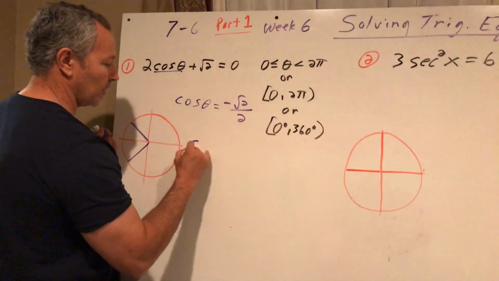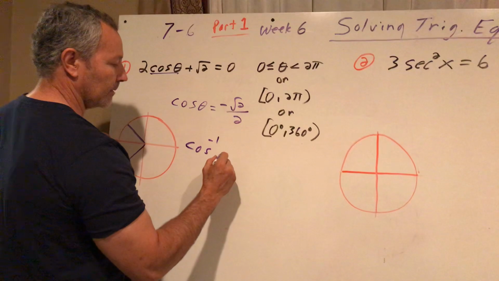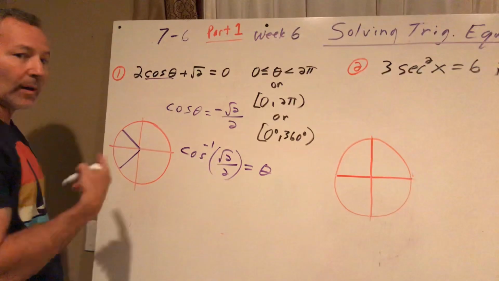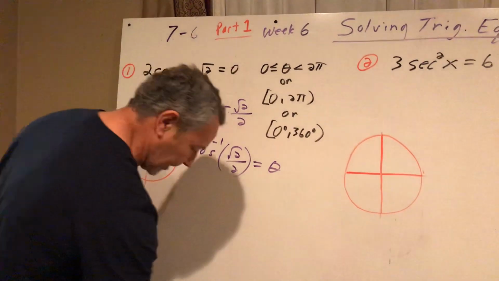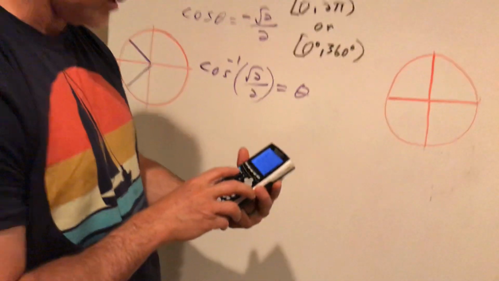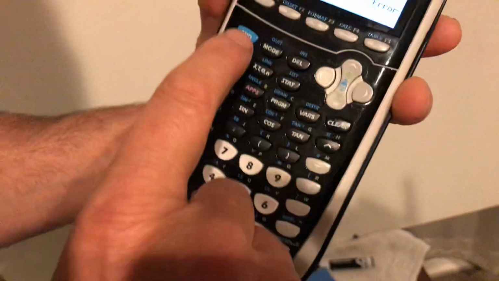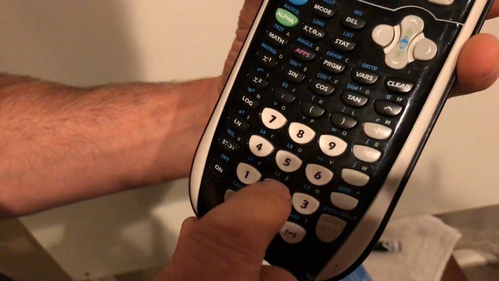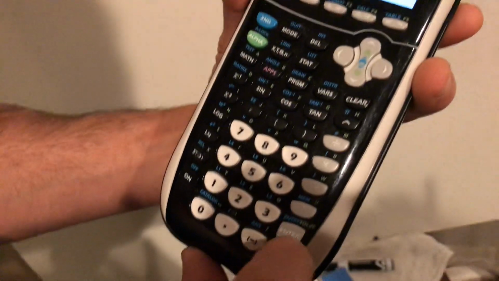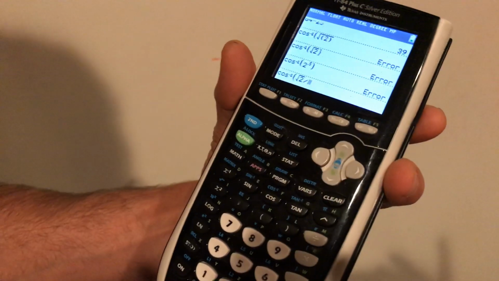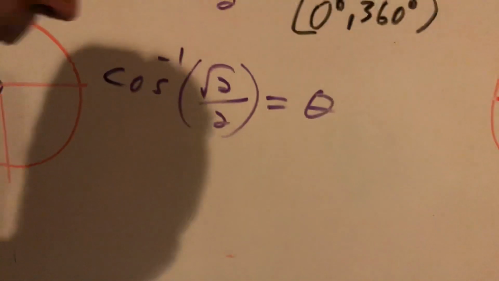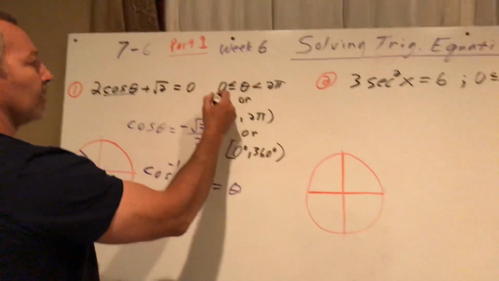So my notation next would be arc cosine of root 2 over 2, I'm just making it positive, equals theta. This will give me my reference angle. Okay, you can practice on the calculator. I'm going to do arc cosine, so I'm going to hit my second function, cosine, do an arc cosine of root 2 over 2, so I'm going to put in root 2 divided by 2, and that's going to give me my angle, and it's 45 degrees, okay?